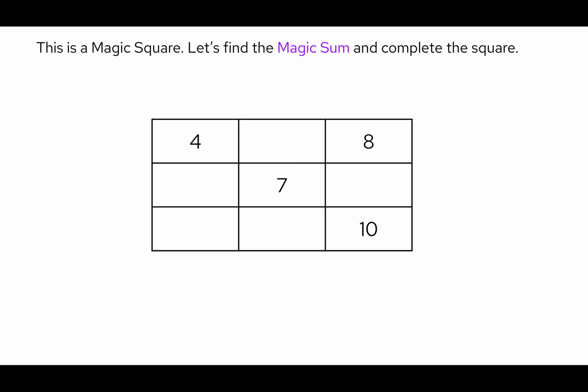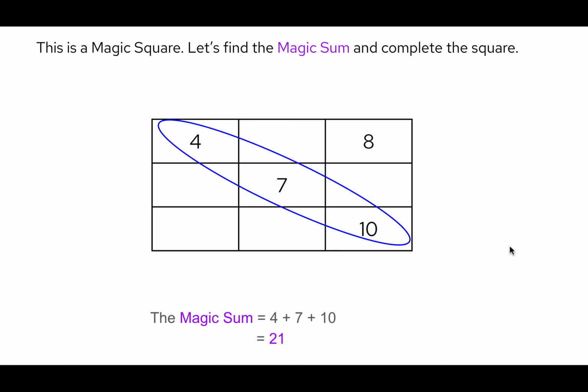So this is a magic square, but I left some of the numbers out, and I also didn't tell you what the magic sum is. So let's see if we can figure out the magic sum and fill in the missing boxes. I noticed there's a box missing here, so I can't do this column, and there's one here, so I can't do the row. I can't do any of these columns or rows. But I do notice that we have a diagonal here, and that diagonal is 4 plus 7 plus 10, which is 21. So the magic sum is 21.